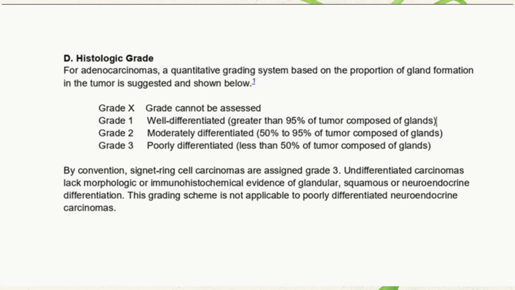According to CAP protocols, for adenocarcinomas, a quantitative grading system based on the proportion of gland formation in the tumor is suggested, as shown below, and thus we can have grade X when grade cannot be assessed, grade 1 for well differentiated, grade 2 for moderately differentiated, and grade 3 for poorly differentiated cancers. And signet ring cell carcinomas are assigned as grade 3.